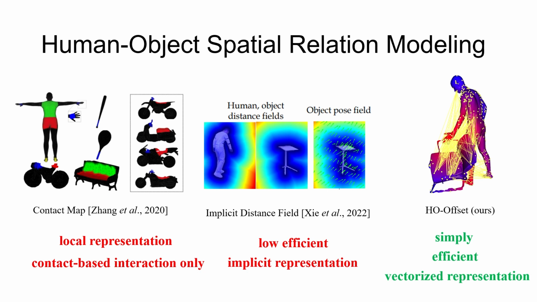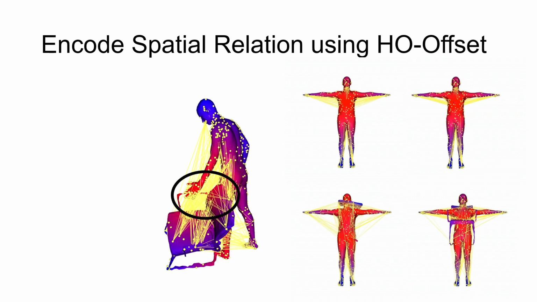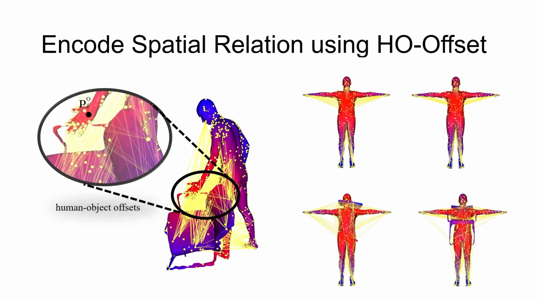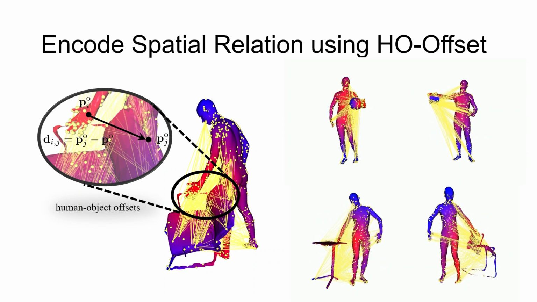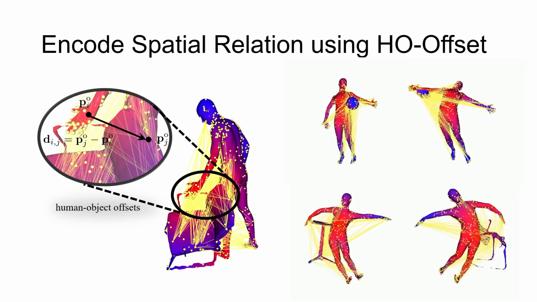In this work, we present a simple, efficient, and explicit vectorized representation to encode the human-object spatial relations using human-object offsets. The human-object offsets are defined as the offsets between two sets of anchors. To get these human-object offsets, we first randomly sample anchor points from the surface of the human mesh and the object mesh. These human-object offsets are calculated by subtracting the object anchor coordinates from the human anchor coordinates. These dense offsets capture a highly detailed correlation between human parts and object parts. The human-object offset is representative. We can recover human body pose and object 6D pose from them by controlling the position of anchors. We have shown several examples on the right. The poses of human and object are refined from the initial pose by optimizing the human-object offsets.